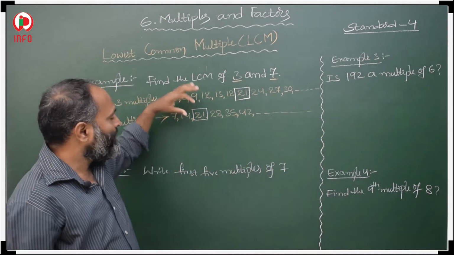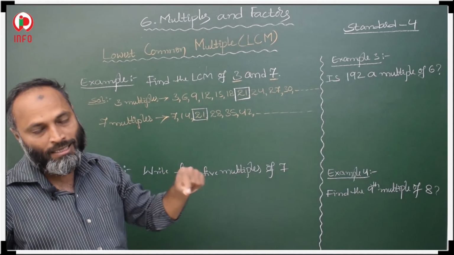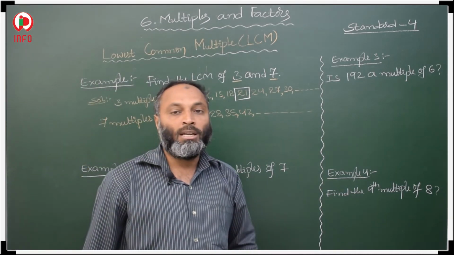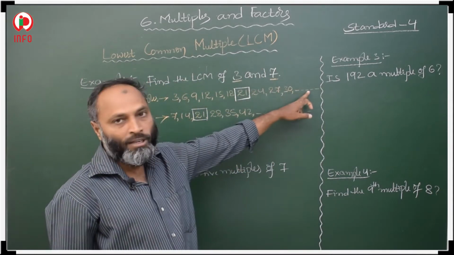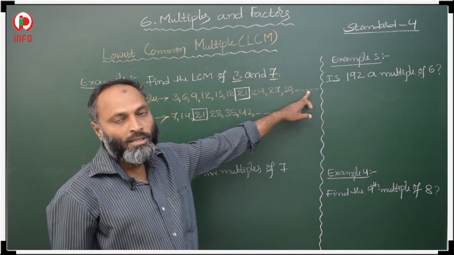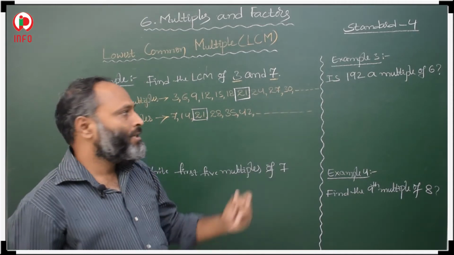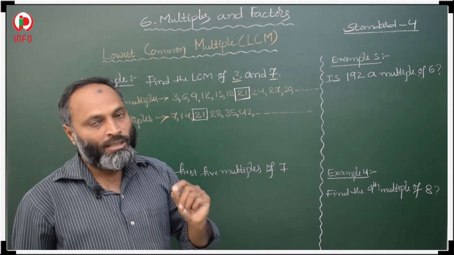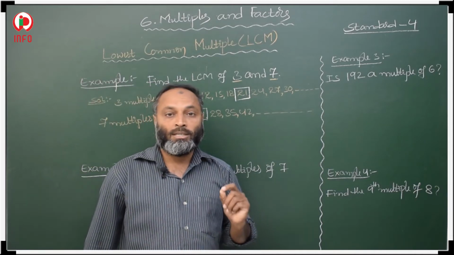Whatever the first common multiple is between the numbers, that is the least common multiple. That is the least. The very next common multiple that comes is greater than 21, not less than 21. So least means we have to take the smallest. Whatever the first common multiple between the numbers is, that is the least common multiple.